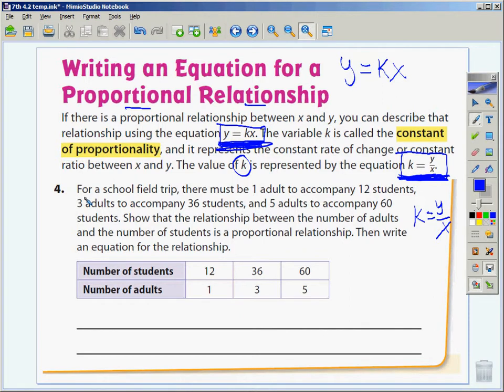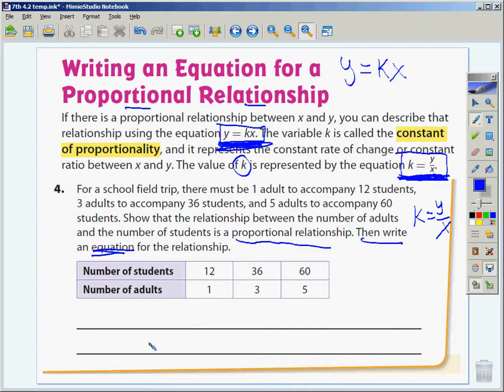Now, if you would, flip to page 126. For a school field trip, there must be one adult to accompany 12 students, 3 adults to accompany 36 students, 5 adults to accompany 60 students. Show the relationship between the number of adults and the number of students is a proportional relationship. Show that it's proportional. Then write an equation for the relationship.